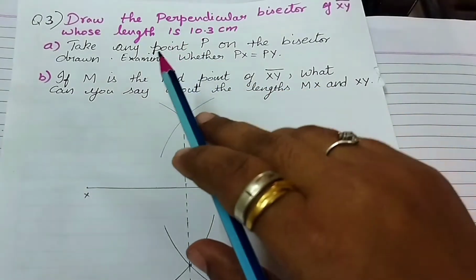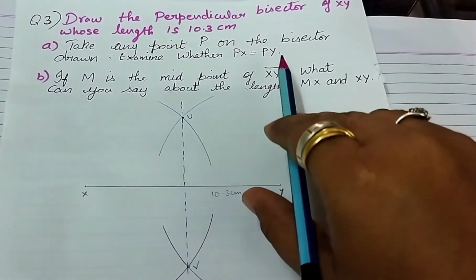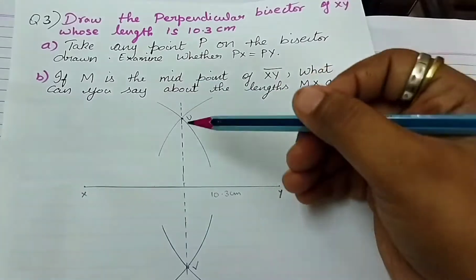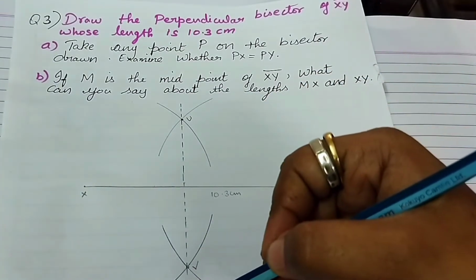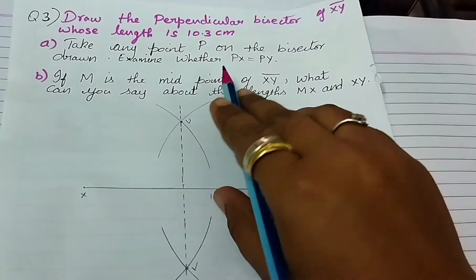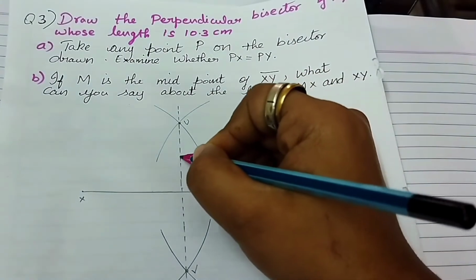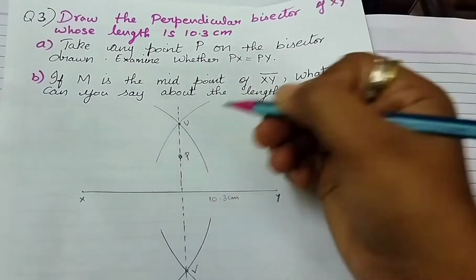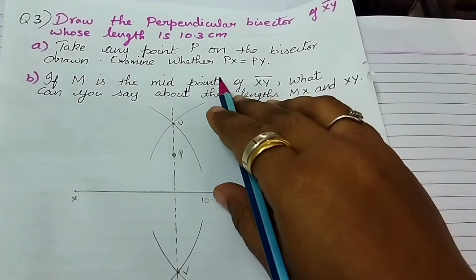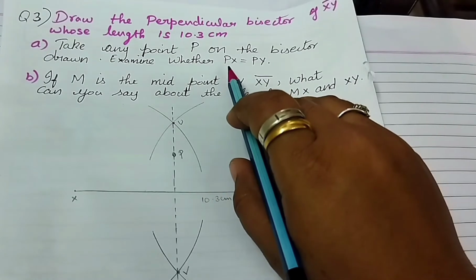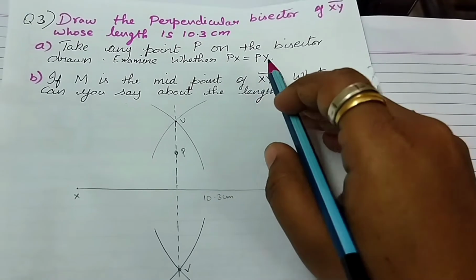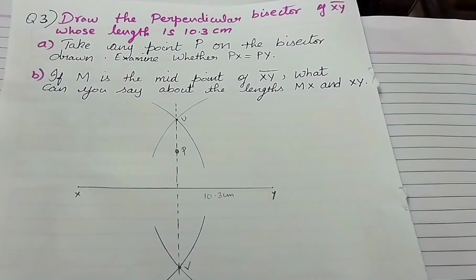Okay, now as they have instructed, first we have done the first subdivision. What they have asked: take any point P on the bisector drawn. So this is your bisector line. They are telling us to take any point as P there. So I am keeping my point P here. And now they are asking us to examine whether PX is equal to PY. Check it.